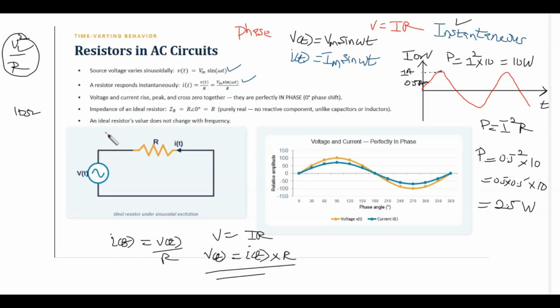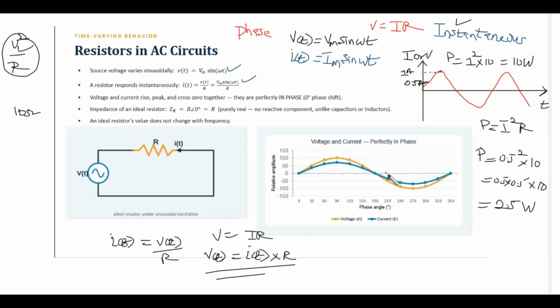So the next key point is that voltage and current rise, peak, and cross zero together. They are perfectly in phase. There is no phase shift. You see, the word phase is coming in here. The word instantaneous is coming in because we're dealing with periodically varying quantities, right? So the current and the voltage are in phase. That means they are attaining their maximum and minimum values at the same time.